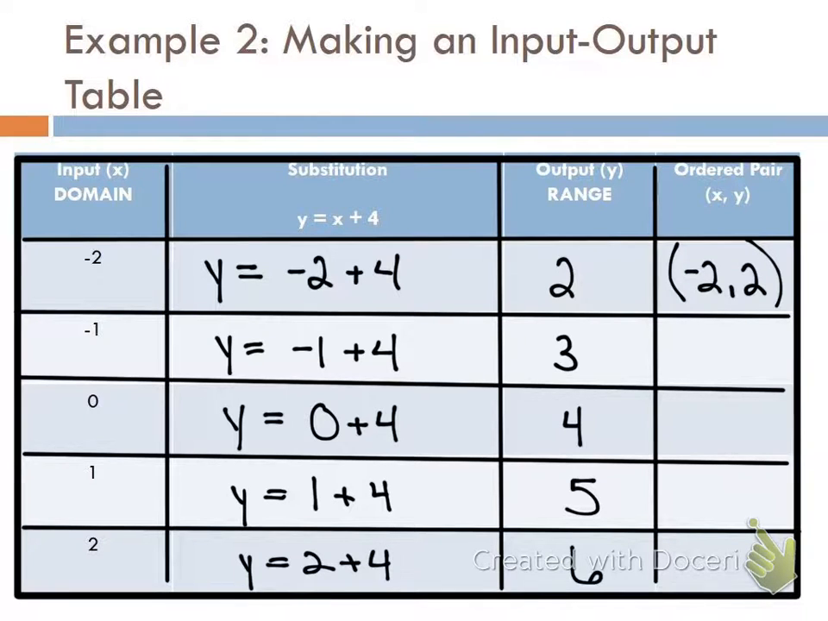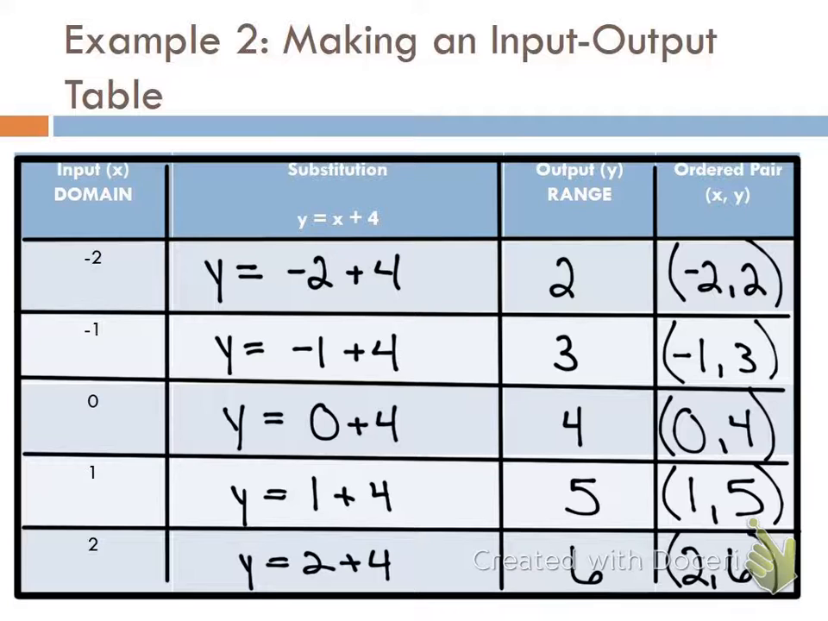All right, so what's my next ordered pair? Everybody together. What is it? -1, 3. Next one, 0, 4. Then 1, 5, and 2, 6.